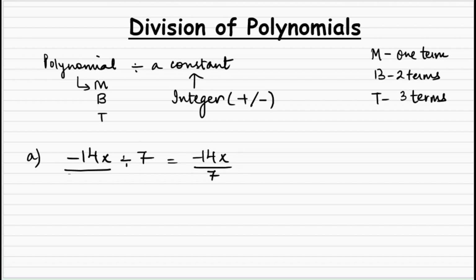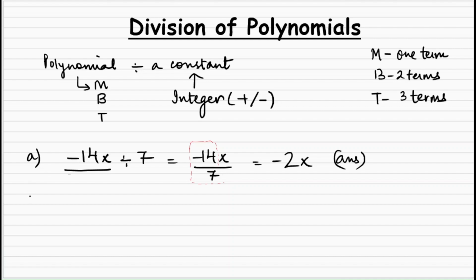Simplify this fraction. Which fraction am I talking about? This one, negative 14 divided by 7. So what is negative 14 divided by 7? It is negative 2. And x, is there any other x by which I can solve it? Nothing. This x is absolutely alone, an independent variable over here. So this x will stay, and that is my answer to this division. Easy? Yeah, of course it's easy.